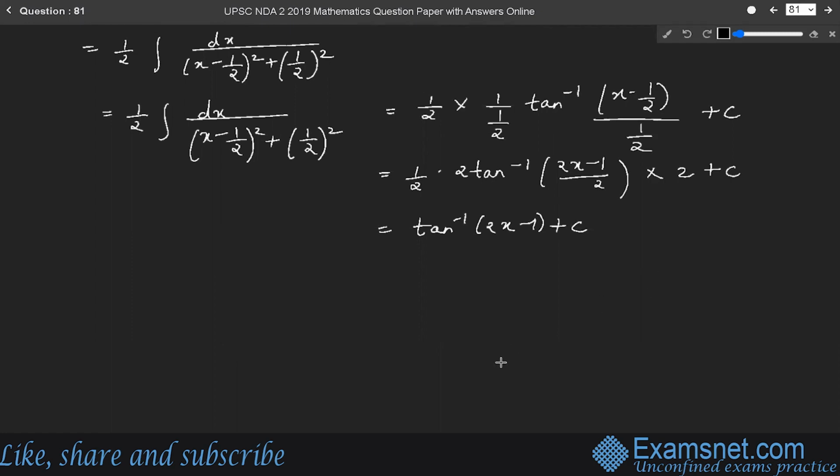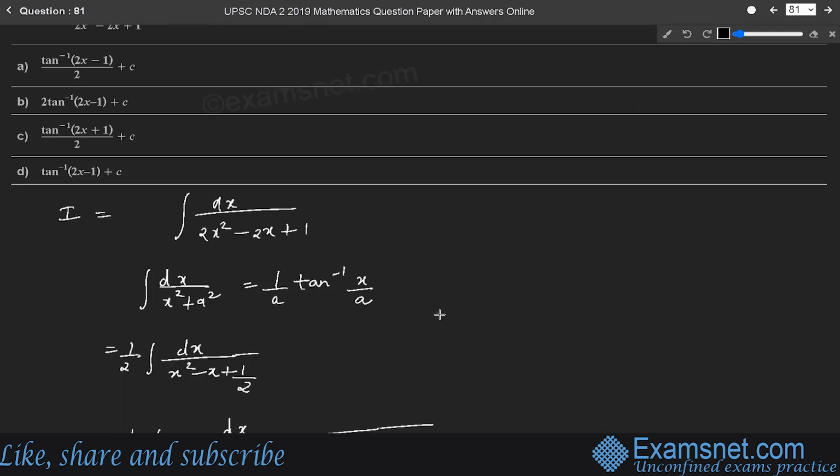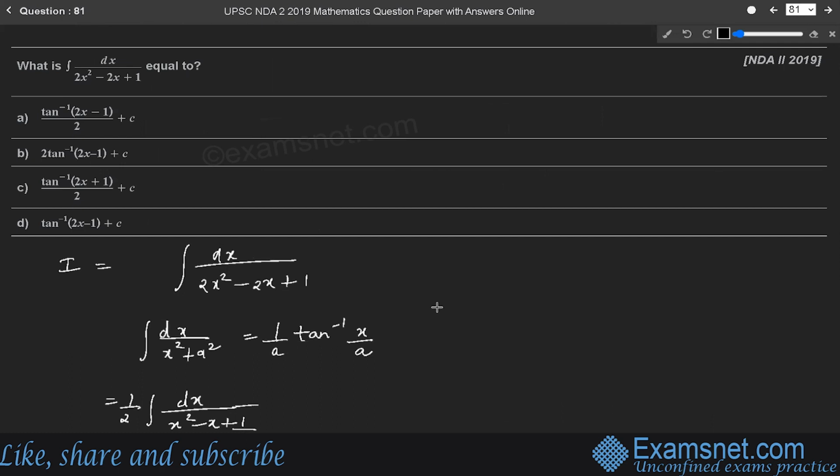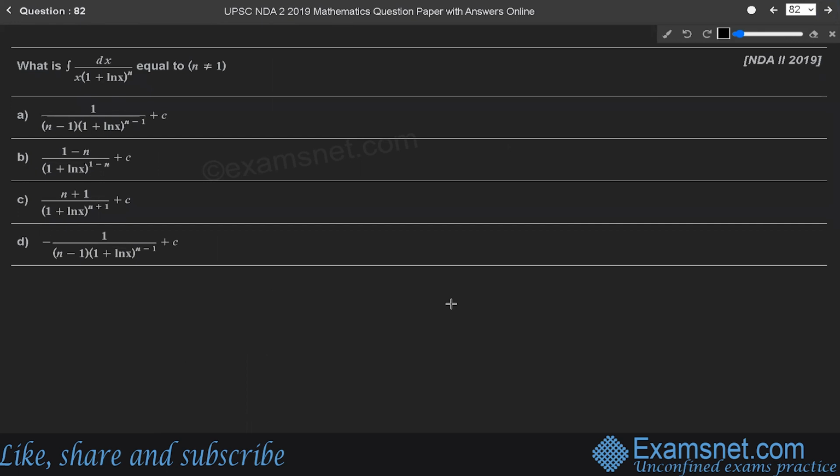Hence we can say that this is the required answer for this question, and the correct option here is option number D. Moving on to the next question.